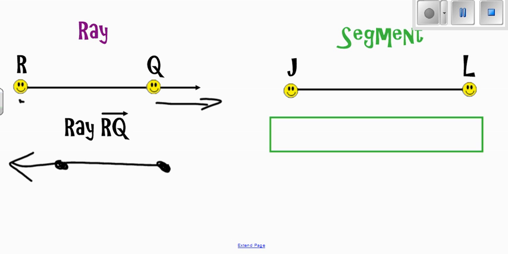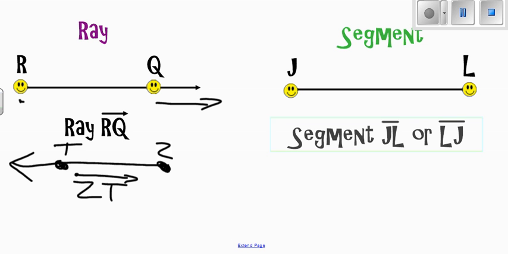So if I were to call this, right, TZ, I would actually have to name this ray ZT because, right, here's my endpoint, here's my ray. Even though this symbol looks opposite what you're seeing on the screen. Finally, we get our last idea, which is a segment, and of course segments are named like this.